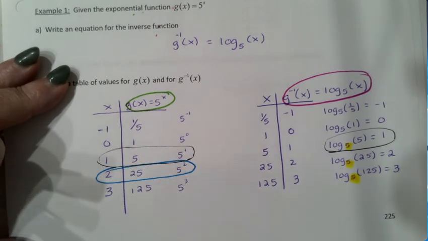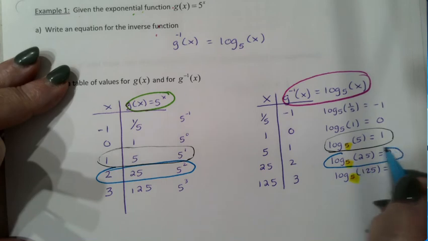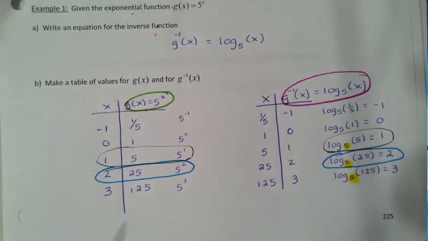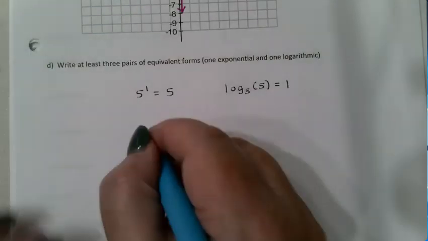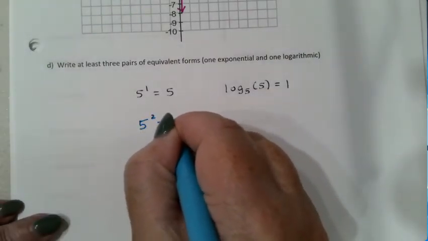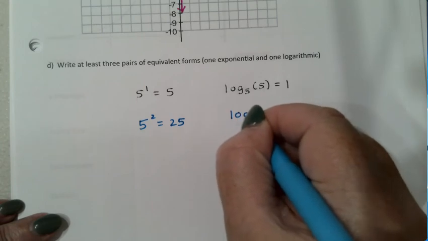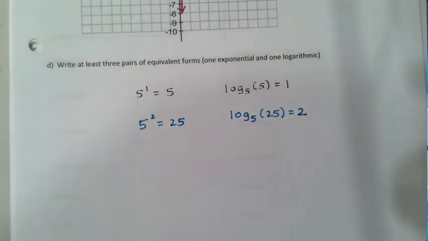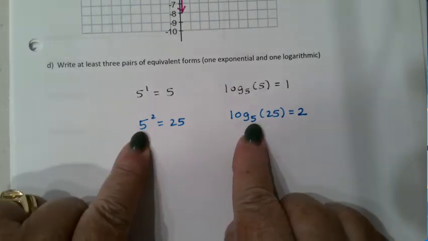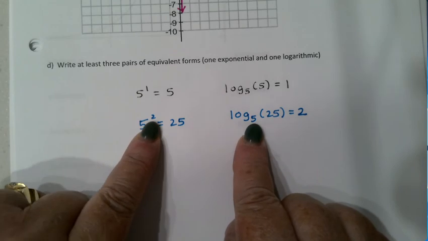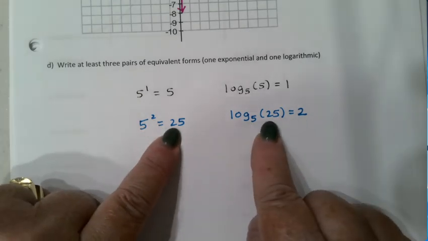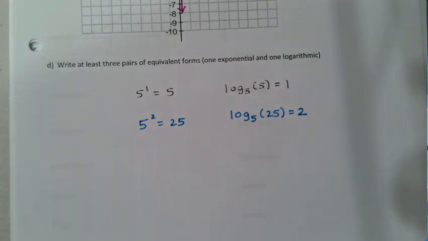Five squared is 25, and the log base 5 of 25 is 2. Let's write both of those out. Once again, those are saying the same thing. With a base of 5, it takes an exponent of 2 to give a result of 25.